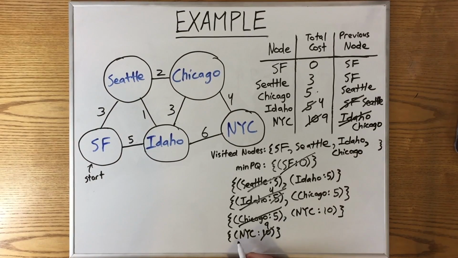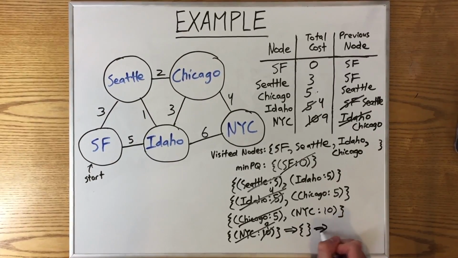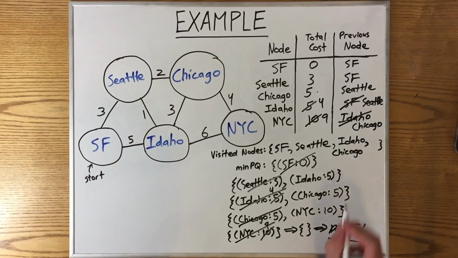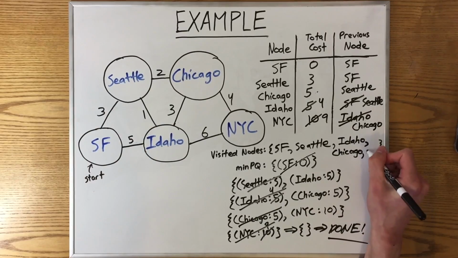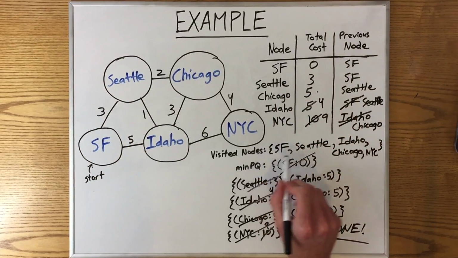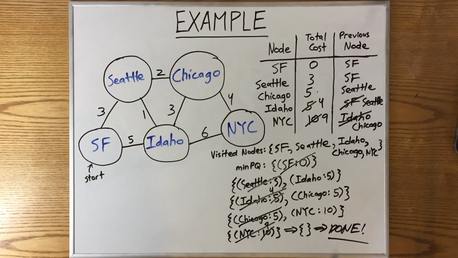And finally, we have checked all the neighbors of Chicago. NYC is still the only element left in our min-PQ, so we remove it. All of its neighbors, Idaho and Chicago, are both in our visited nodes list, so there's nothing to add. This means that after this step, our min-PQ is empty, and we have finished Dijkstra's algorithm. We can double check this because after we remove NYC and add it to our visited nodes list, we see that every node in our table is also in our visited nodes list, which means we've successfully processed each node in our graph.